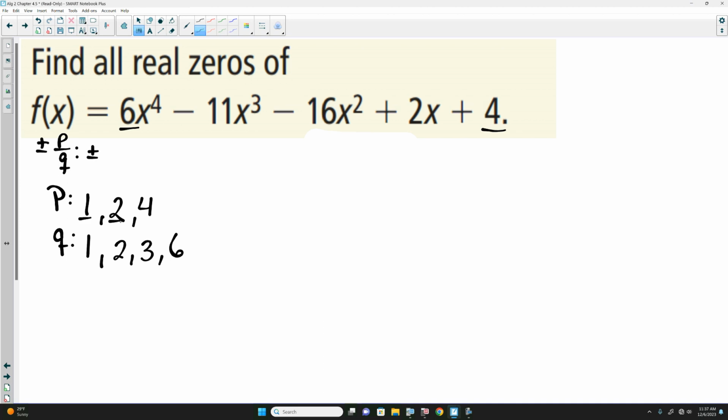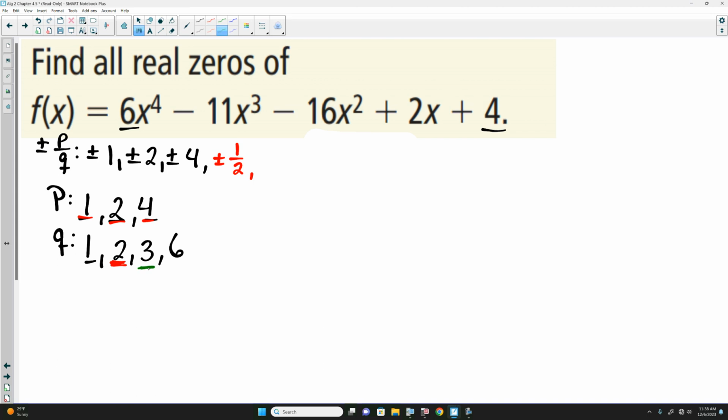And now we're going to divide all the factors of p by each factor of q. Well, the first one we're going to divide 1, 2, and 4 by is 1. So we have plus or minus 1, plus or minus 2, and plus or minus 4. Because 1 divided by 1 is 1, 2 divided by 1 is 2, 4 divided by 1 is 4. Now we're going to divide each factor of p by 2. So we'd have 1 over 2 is 1/2. 2 divided by 2 is 1. We already have it. 4 divided by 2 is 2. It's already listed, so we don't have to list them again.